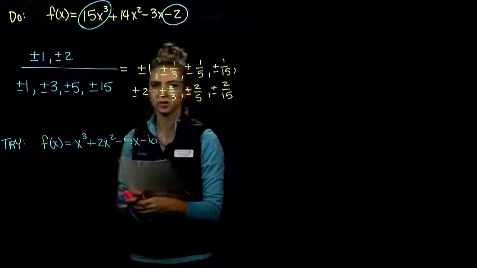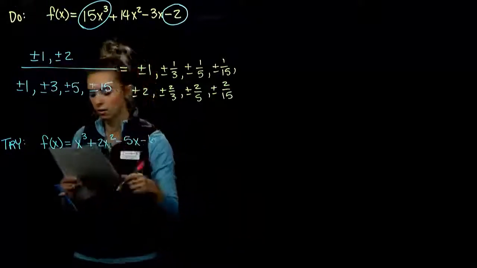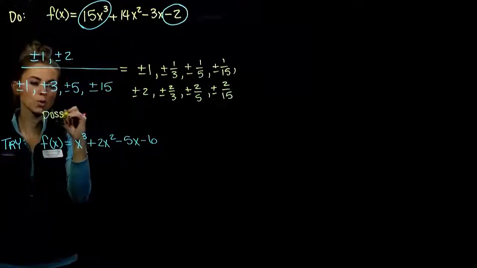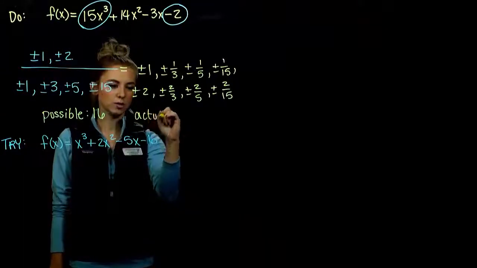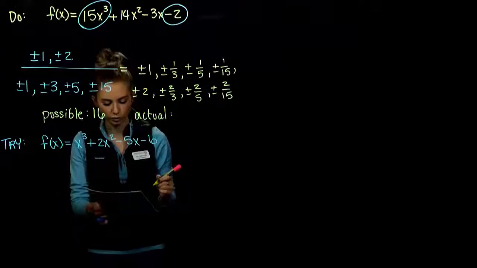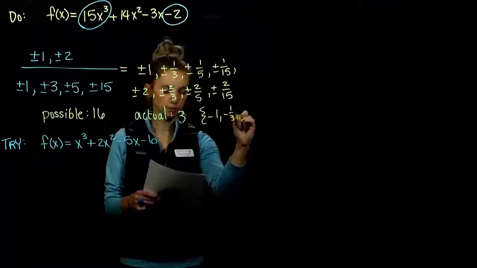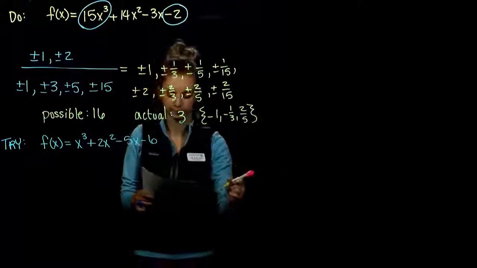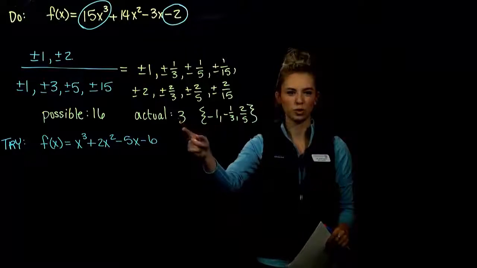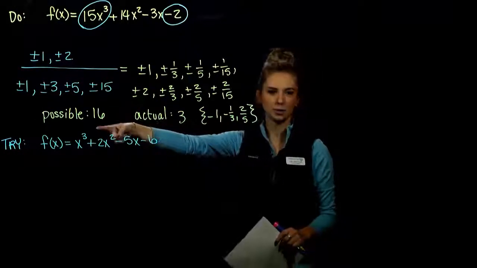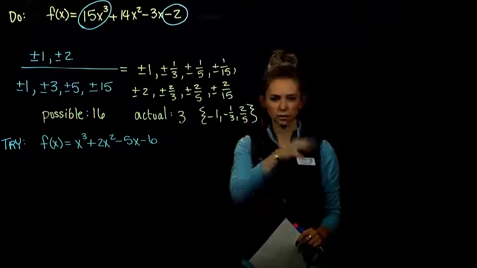And specifically, how many possible ones do we have? 2, 4, 6, 8, 10, 12, 14, 16 all together. So our possible rational roots, we had 16 different options. But the actual number, only 3. And where are they happening? At negative 1, negative 1/3, and 2/5. Okay, so that begs the question, how do we figure out where those actual roots are happening? I have a lot of options, but that's not going to help me figure out where these are actually occurring. Okay, so we'll take a look at that in a minute.